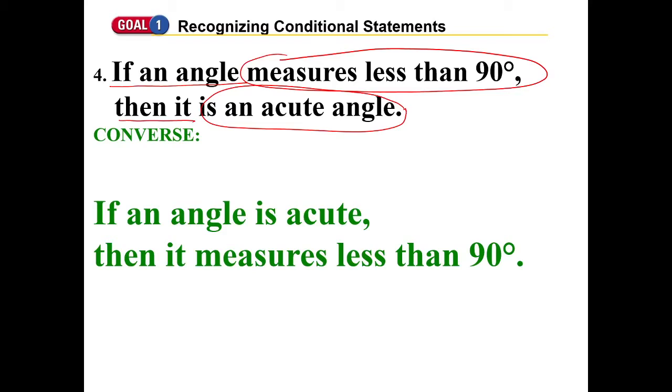Are there any questions with the converse? Is the converse clear? Yes, sir.